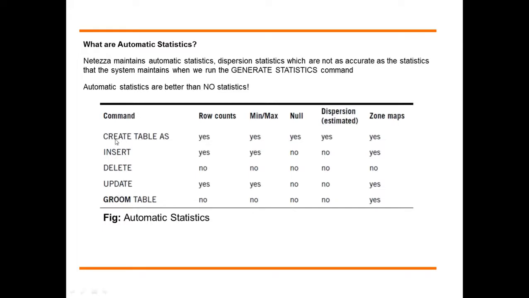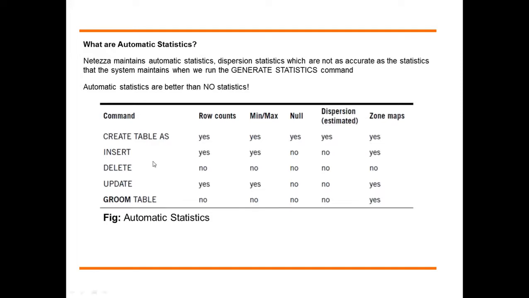Here is a very important question. Create table as. This is a very good certification question too. When I create table as, it will automatically collect stats. All the statistics are collected, such as your row counts, minimum maximum values, null values, advanced stats, dispersion details, and zone maps. These are all updated. When you do create table as, your statistics will be created automatically.